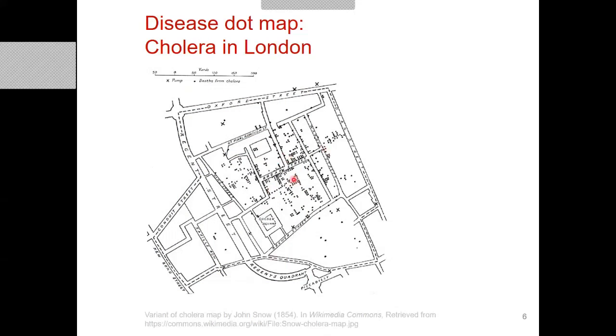Now, he theorized that the water from this pump here was contaminated, and he lobbied to have the pump handle removed so that people could not drink this water. And it turned out that he was right. And this contributed to stopping the epidemic in the neighborhood. Now, it's thus a very good example of how to visually think with maps and how this can lead to important discoveries and decisions.